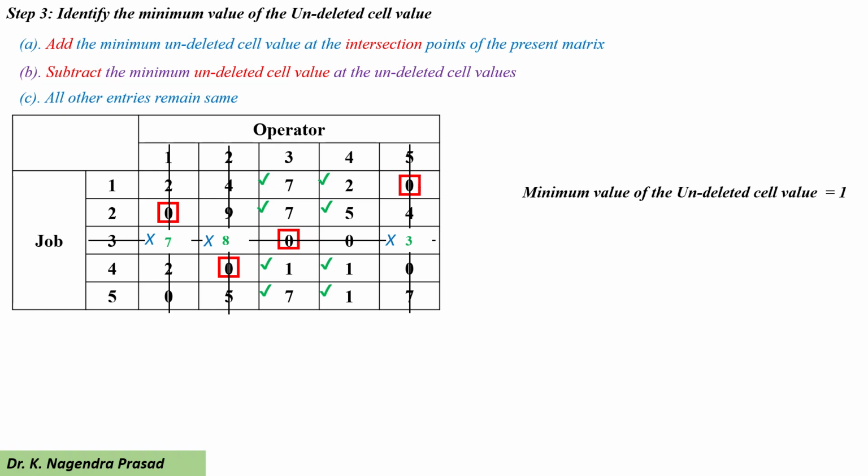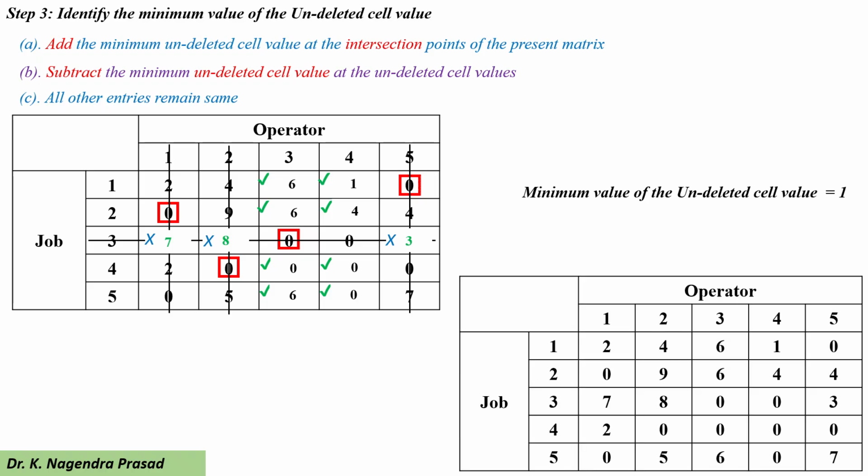Then the undeleted cell values will become 7 minus 1 equals 6, 2 minus 1 equals 1, 7 minus 1 equals 6, 5 minus 1 equals 4, 1 minus 1 equals 0, 1 minus 1 equals 0, 7 minus 1 equals 6, 1 minus 1 equals 0. Next, all other entries remain the same, so there is no need to change the remaining values. This is the tabular column after completion of step 3.